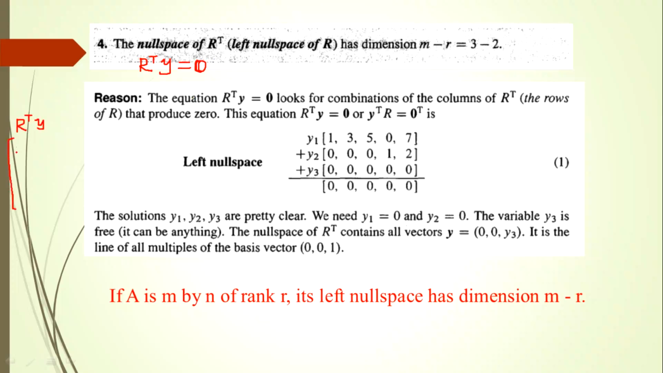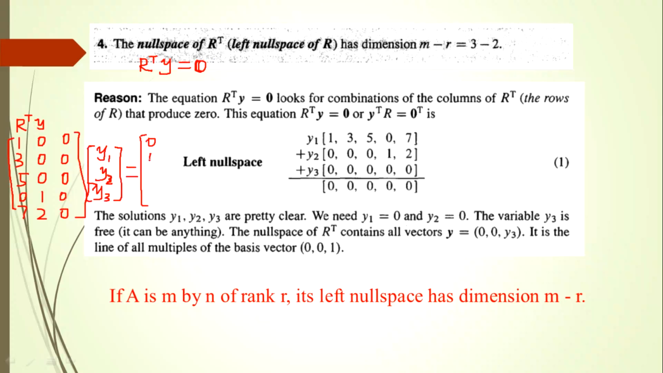So R transpose will be 1, 3, 5, 0, 7, 0, 0, 0, 1, 2. The last column is 0 in the transpose. So times y. y is a vector from R3, right? y has 3 components. So that equals the vector 0, right?